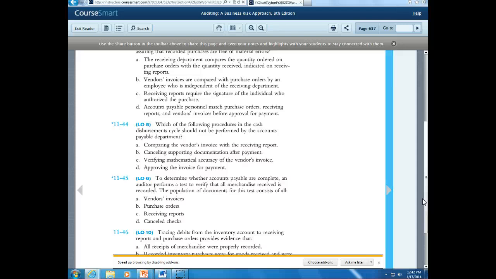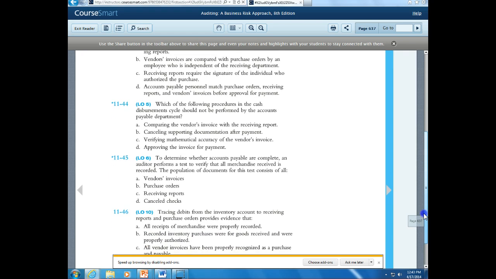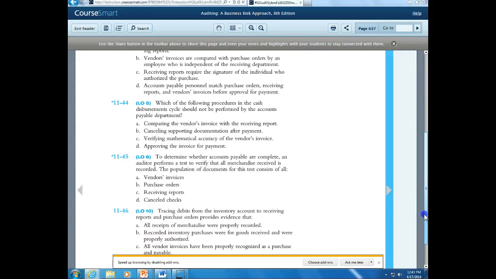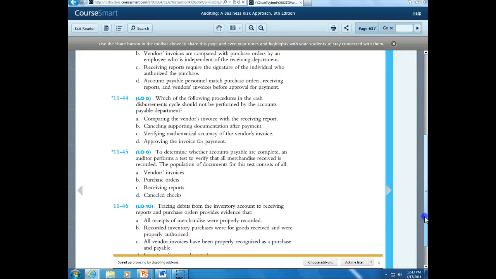Why would that be a bad idea for them to do the canceling of the paperwork? They could run it through a second time. So the fact that someone else does that work doesn't allow that control to, again, that opportunity to get in the way, okay? That would open up an opportunity for the accounts payable department.